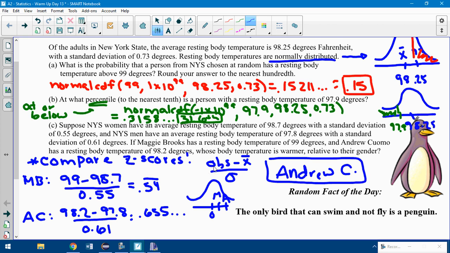And as your last random fact of the year, the only bird that can swim but not fly is a penguin. Pretty special, those penguins.